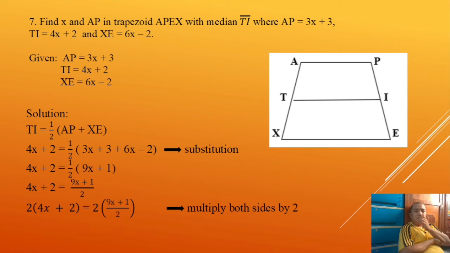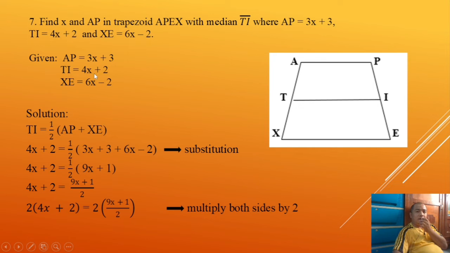Next, find x and AP in trapezoid APEX with median TI, where AP is equal to 3x plus 3, TI, the median, is 4x plus 2, and XE, the lower base, is 6x minus 2. So we're going to solve for x and AP. Again, here we apply the property of trapezoid. The length of the median is equal to 1/2 the sum of the lengths of the bases. So the equation: TI is equal to 1/2 times quantity AP plus XE, the upper base and the lower base.